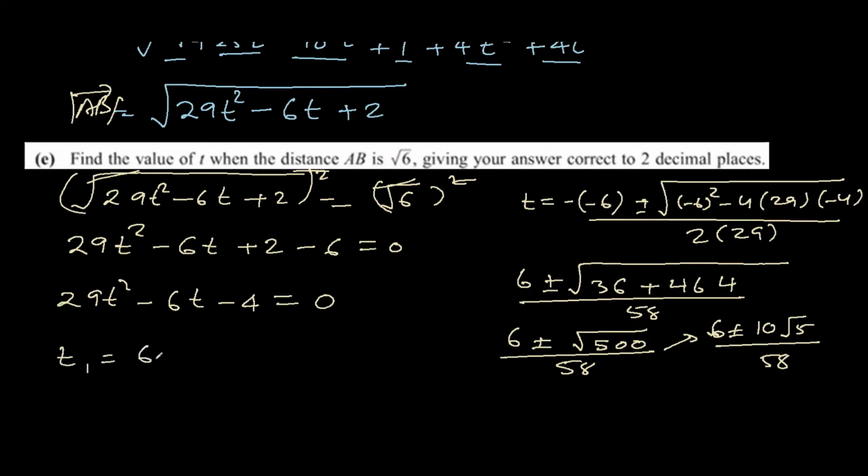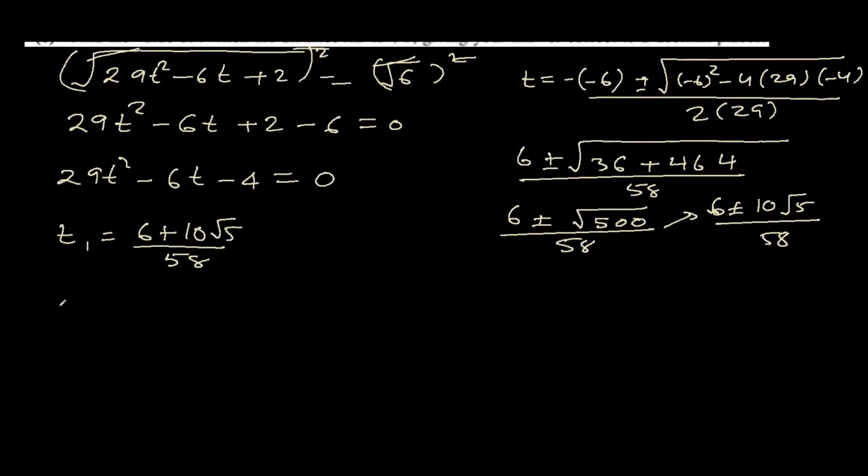So we get two answers. t1 is 6 plus 10 square root 5 over 58. And the second answer will be negative, because 6 is less than 10 square root 5. So we shouldn't even look at this one. I'm sure it will be a negative time, so I'm not calculating this one.